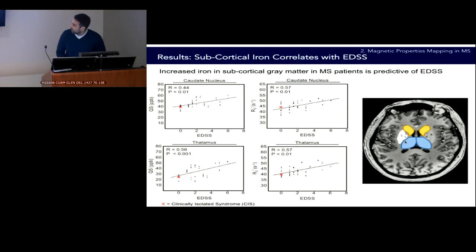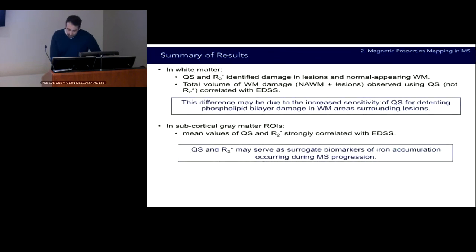So to summarize the results of that study, in white matter, we identified damage in lesions as well as in normal appearing white matter in QS as well as in R2 star, and the volume of this damage in QS correlated with EDSS. In subcortical gray matter, very broadly, mean values of QS and R2 star can be used as measures of iron content that may be related to progression of disability.